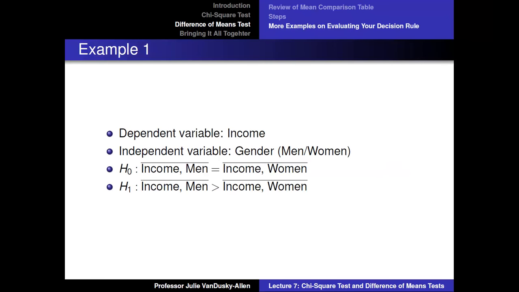Next, I'm going to give you a few more examples on interpreting difference of means tests. Imagine we had income as our dependent variable and gender as our independent variable. Our null hypothesis would be the mean incomes of men and women are equal. Our alternative hypothesis could be the mean income of men is higher than the mean income of women.